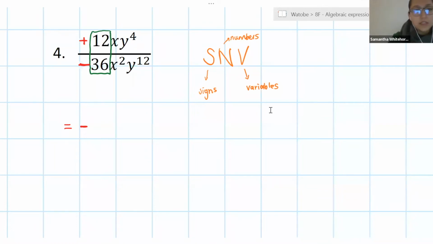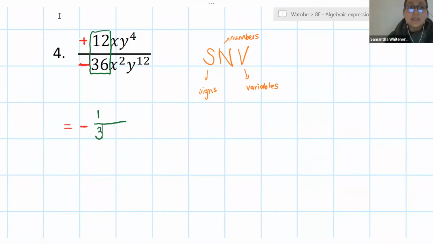12 divided by 12 is 1. Awesome. Right, if I then think about 36, what is 36 divided by 12? Well, 36 divided by 12 is 3. And so what I've done is I have simplified my fraction, or my numbers rather. I've done signs, I've done numbers. Now I need to deal with the variables.